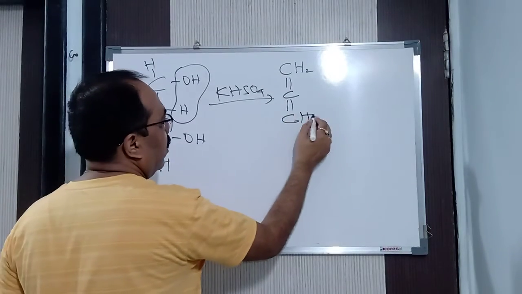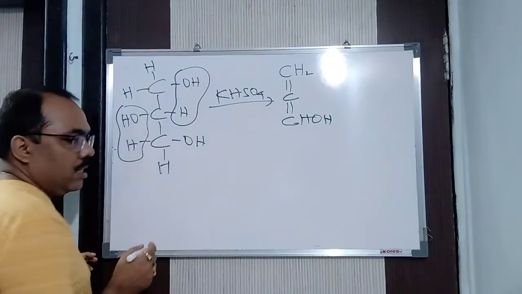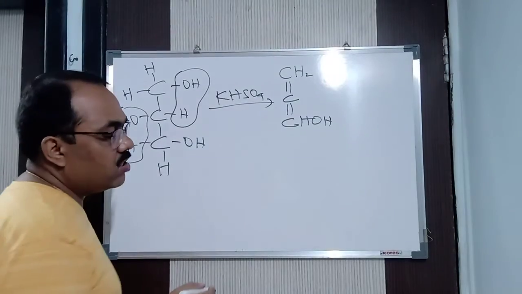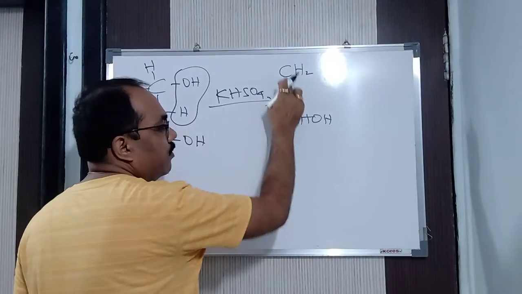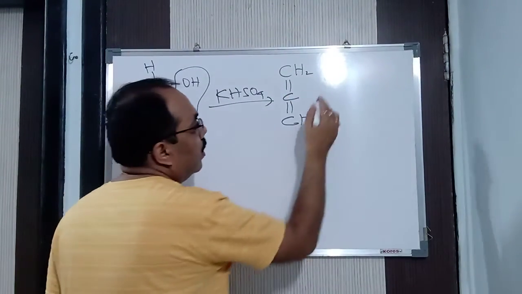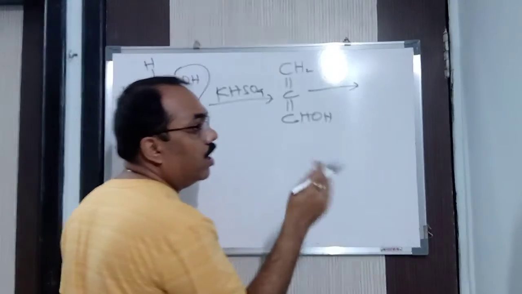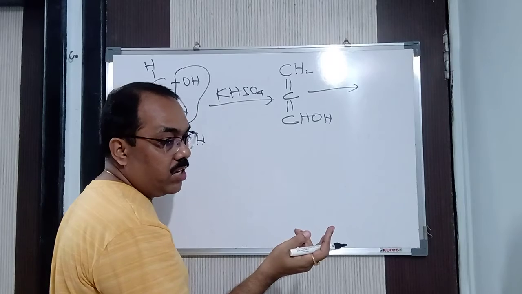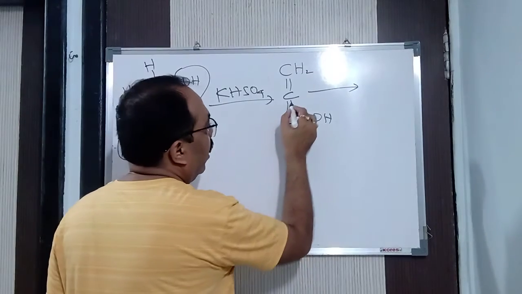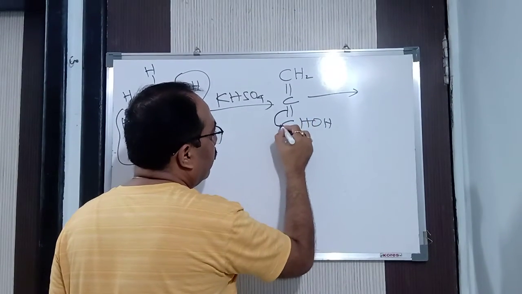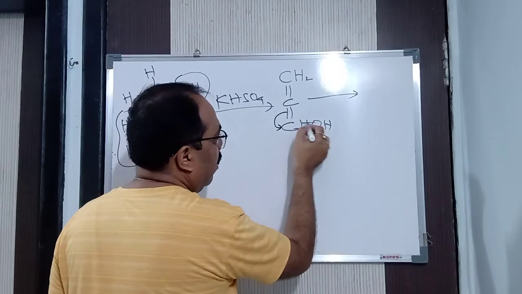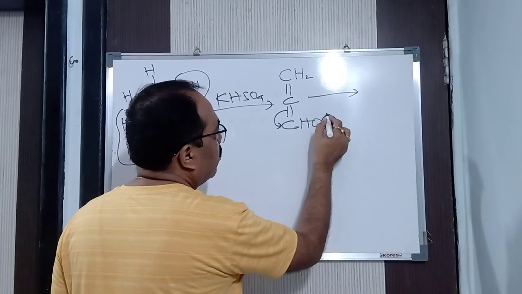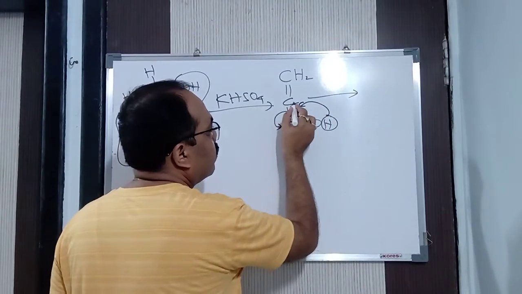And here you will be getting what? CHOH. But this is unstable, because it is a diene, which is not stable. Diene means with one carbon atom you are having 2 double bonds, which is not stable. So hence it will undergo molecular rearrangement. You have studied this in class 11. Molecular rearrangement is otherwise known as tautomerism, where this bond will come here to this particular oxygen, and this hydrogen will reach this particular carbon.